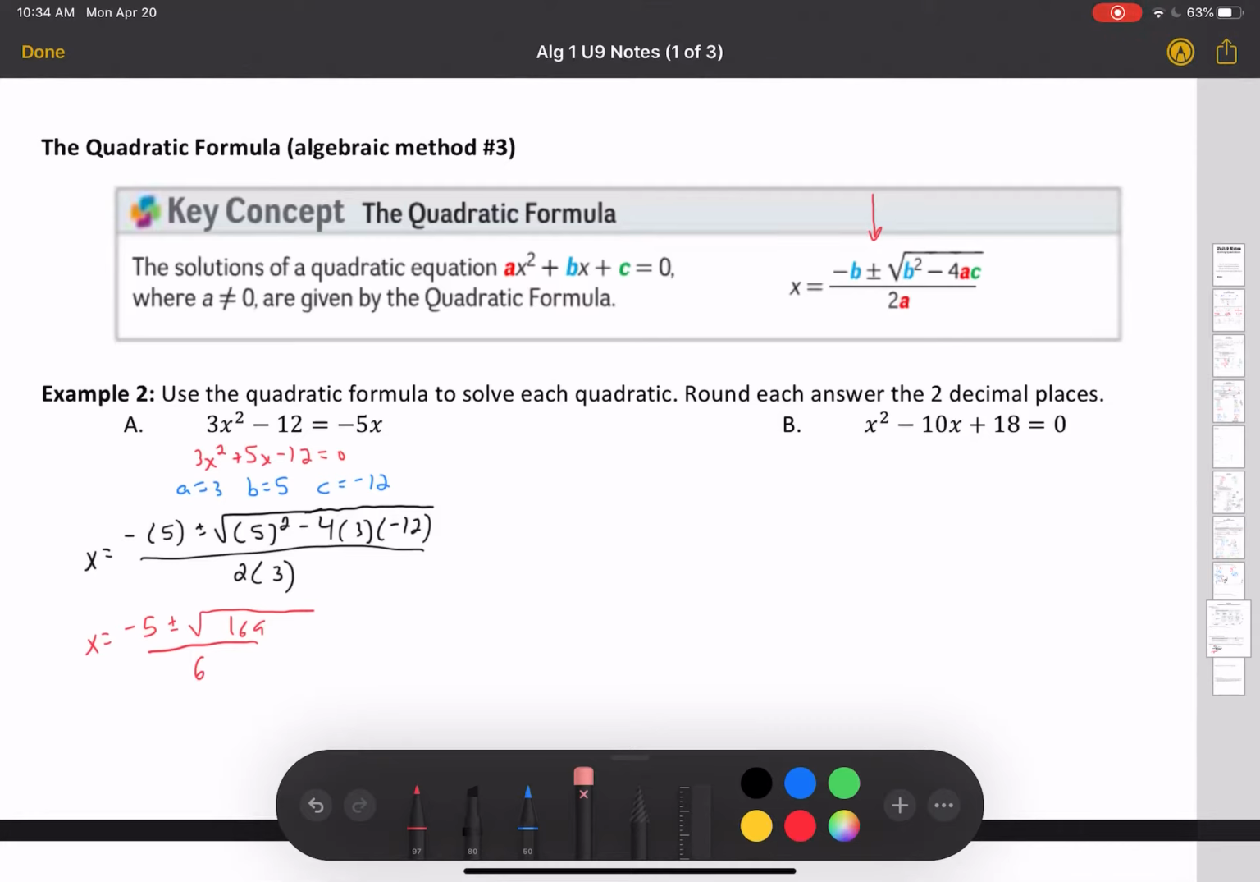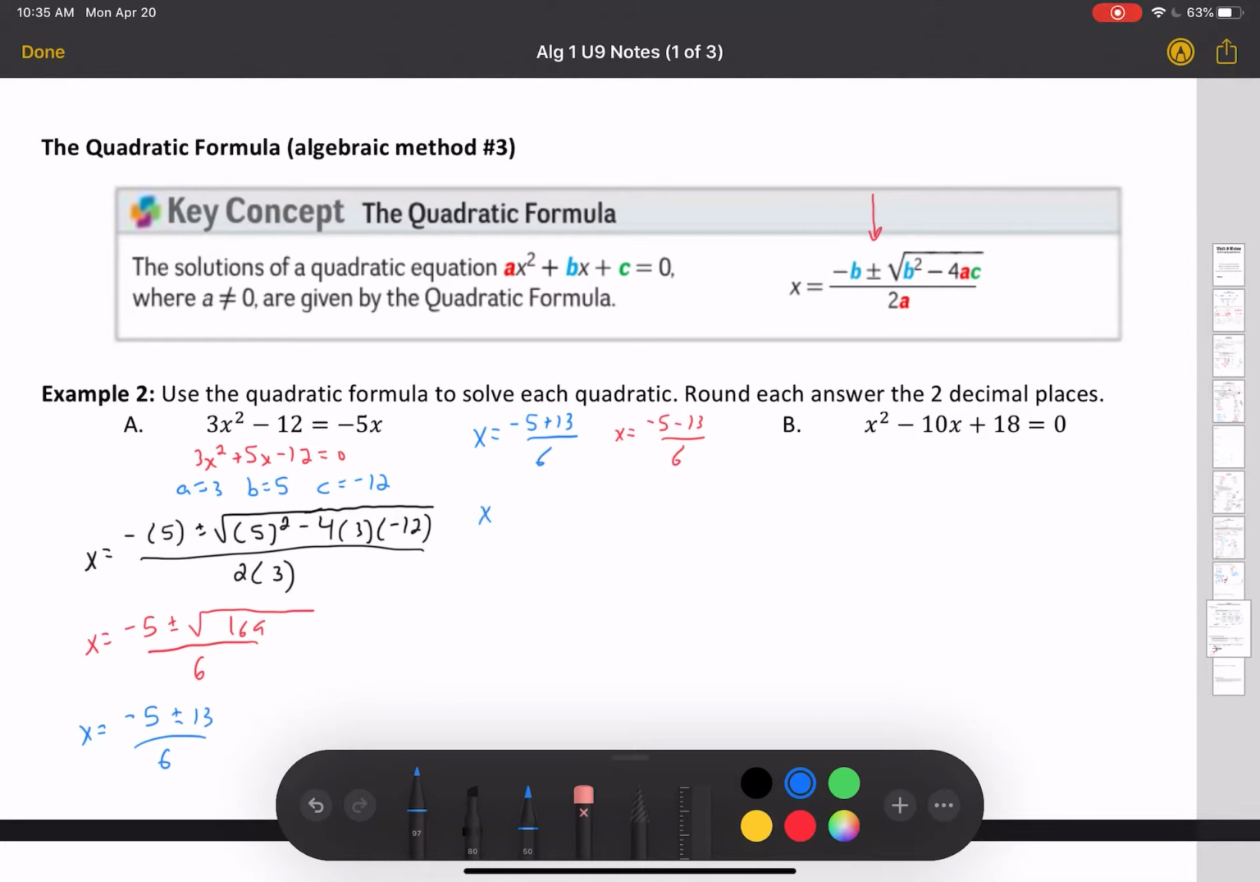But right now, we've got the quadratic formula. We know it's going to work. So let's finish this out. So we've got x equals negative 5 plus or minus 13 divided by 6. So I'm going to split this now into x equals negative 5 plus 13 divided by 6 and x equals negative 5 minus 13 divided by 6. Because I want to split the plus or the minus so that I get both solutions.